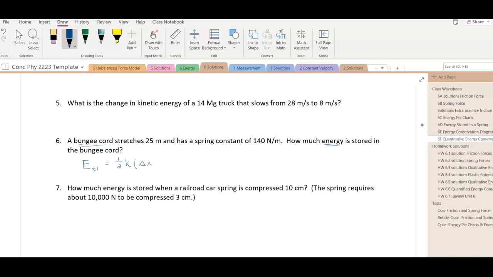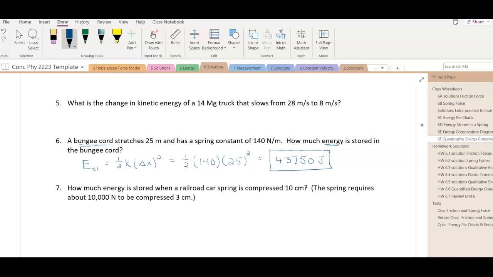And as I plug in, I just want to make sure that everything is in standard units. So they gave me the k, the spring constant, in newtons per meter. So that's good. I don't need to convert. And here they gave me the displacement in meters. So I don't need to convert that either. Remember to square the displacement. And so here we get an amount of 43,750 joules. Big number.